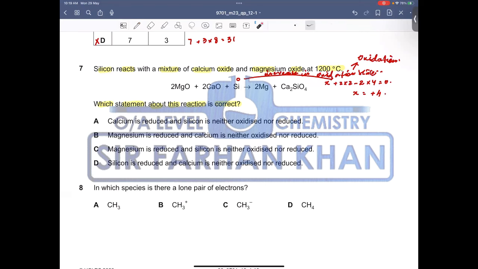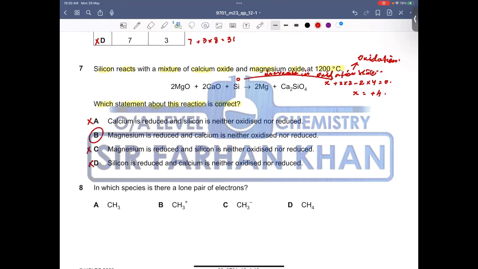Now let's talk about the first option. Calcium is reduced and silicon is neither oxidized nor reduced. Actually, silicon is oxidized. So option A is incorrect because silicon is oxidized. Silicon is reduced? No, silicon is oxidized. So option D is also incorrect. Next, magnesium is reduced and silicon is neither oxidized nor reduced. Silicon is oxidized, so option C is also incorrect. The correct answer is going to be B.